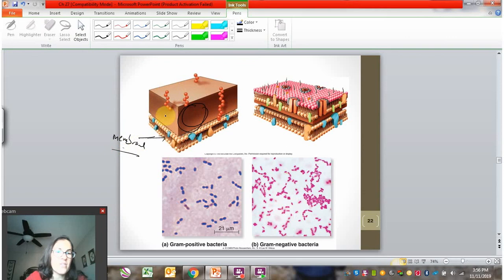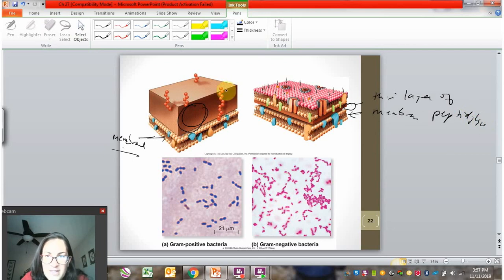These are various other molecules that might be embedded into that, like cell surface sugars, for example, that might be sticking out of it. This is a gram-negative cell. So here's the cell membrane underneath here. Here's this little teeny thin layer of peptidoglycan. So again, look at that scale of difference. This is a huge thick layer of peptidoglycan. This is a really thin layer.